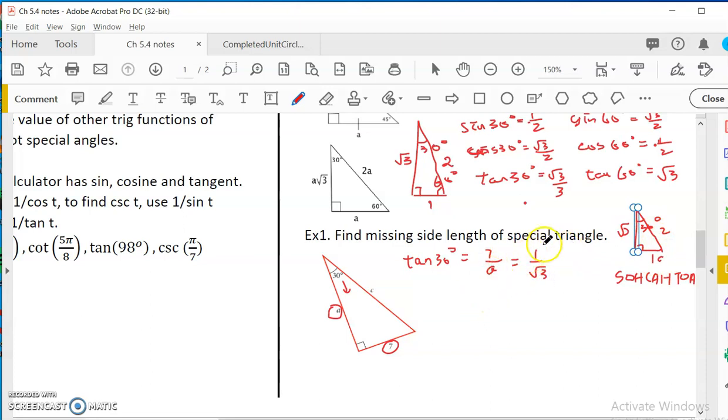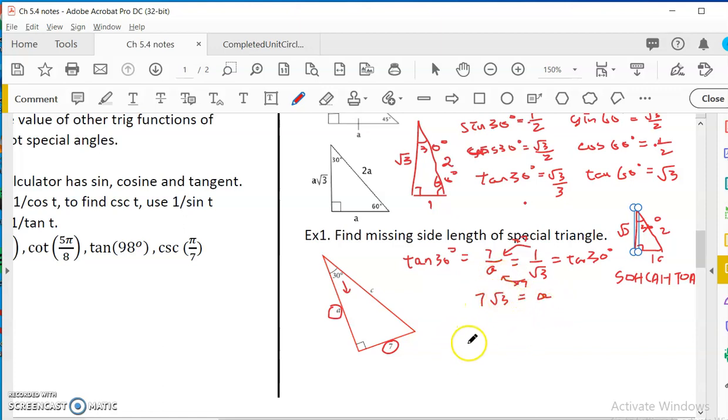So we can solve this by saying 1 times 7 is 7, root 3 times 7. Tangent 30 is sometimes written as root 3 over 3, or you can just write 1 over root 3. They're the same thing. Then we can change it into an equation: 7 times root 3 equals A. Or you can do a proportion: 1 times 7, and then root 3 times 7. So A is 7 root 3.